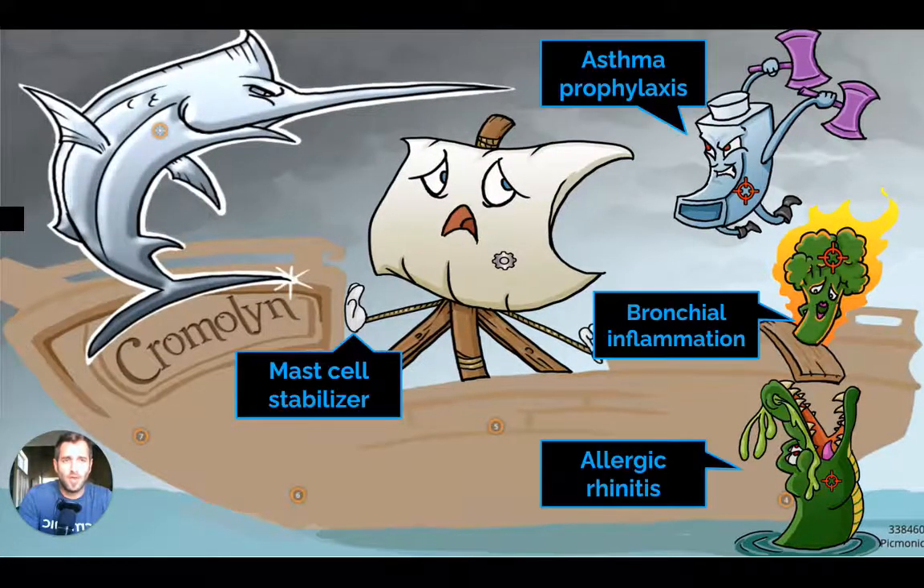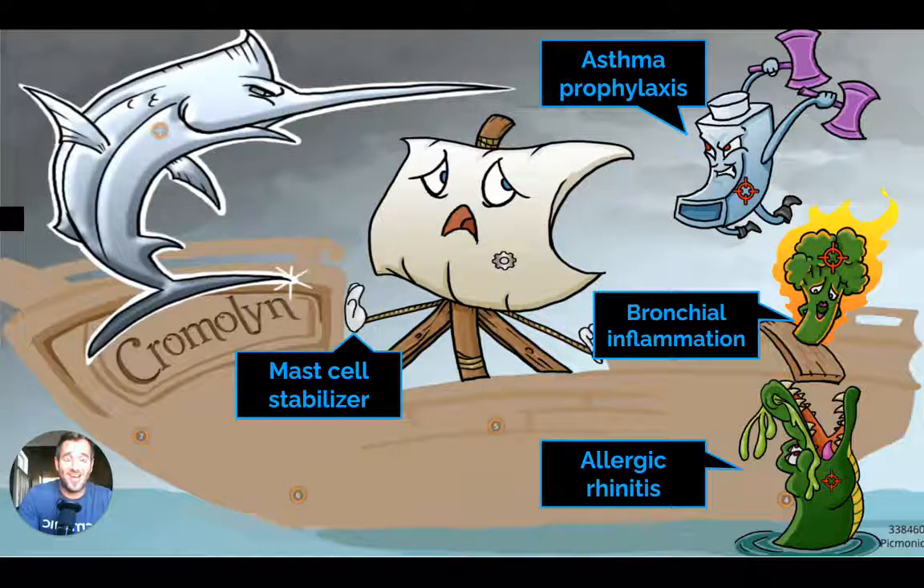Now, you might look at this image and say, okay, this is absolutely crazy. What am I looking at? Well, the reality is it's a picture mnemonic. It is that same list of information transformed into picture mnemonic imagery. So you see a mast cell stabilizer, the asthma inhaler with purple axes for prophylaxis. You see the broccoli in flames for bronchial inflammation, and the alligator with a runny nose for allergic rhinitis.